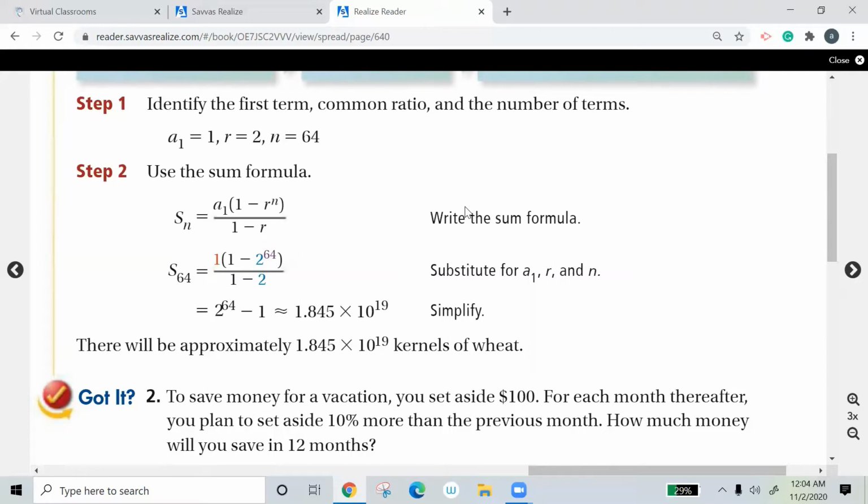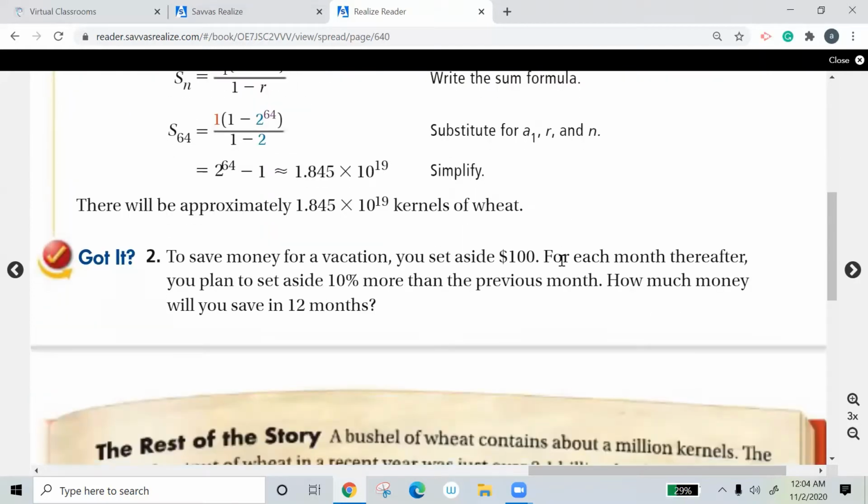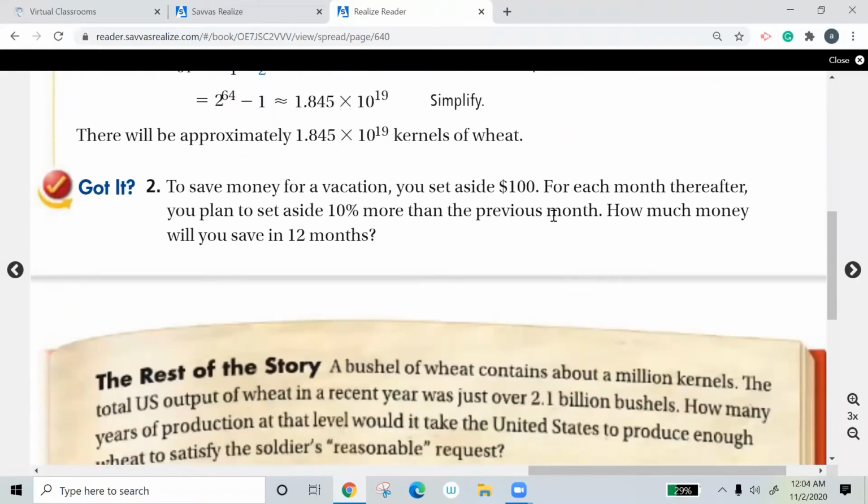So again, what steps did we use? From step 1, we use the given a sub 1, or the first term, r the common ratio, n is 64. And from step 2, we use the sum formula. Okay, let's answer Got It number 2. This is the question. To save money for a vacation, you set aside $100. For each month thereafter, you plan to set aside 10% more than the previous month. How much money will you save in 12 months?